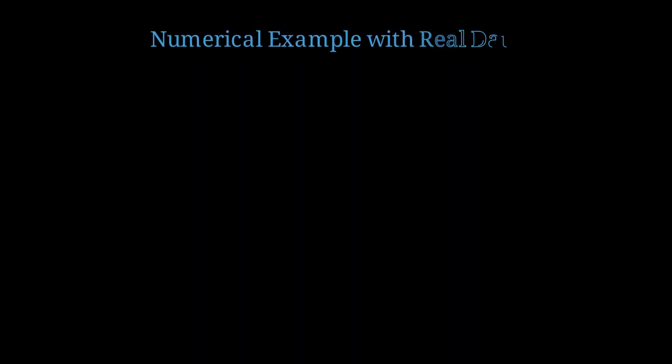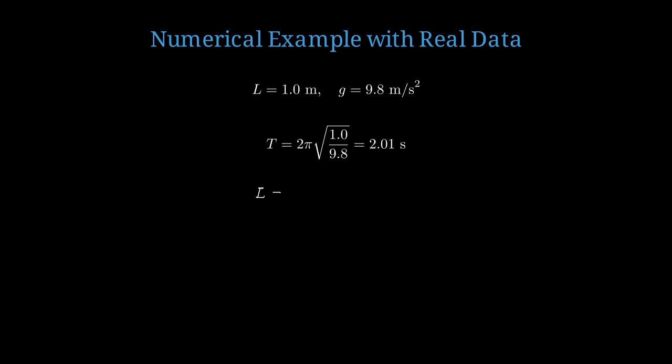Let's calculate actual numbers to make this concrete. Let's say the length is 1.0 meter and G is 9.8 meters per second squared. The period equals 2 pi times the square root of 1.0 over 9.8, which equals approximately 2.01 seconds. If we cut the length to 0.25 meters, 1/4 of the original, the period becomes 1.00 second. Notice the period is halved when length is quartered because of the square root relationship.